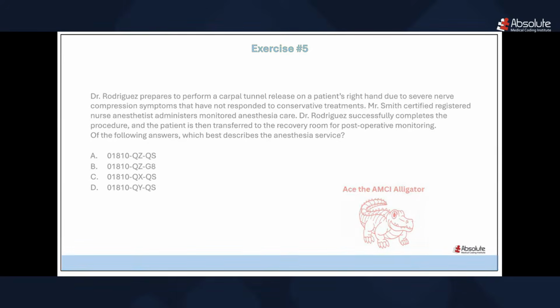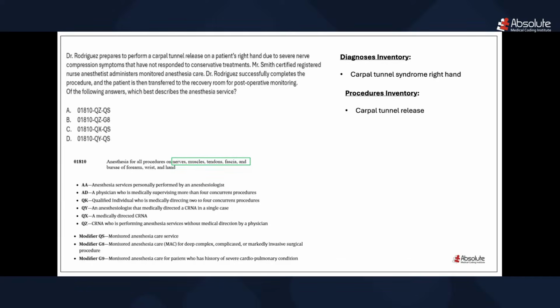So this particular scenario was mostly about the modifiers, right? Here in the diagnosis inventory, we have a patient with carpal tunnel syndrome of the right hand, and in the procedure inventory, a carpal tunnel release was performed. So we have only one CPT code, the anesthesia CPT code 01810, which is for anesthesia for all procedures on nerves, muscles, tendon, fascia, and bursa of the forearm, wrist, and hand. So that is going to be our CPT code. Now we have to choose the correct answer. For that, we have to be spot on with these modifiers.